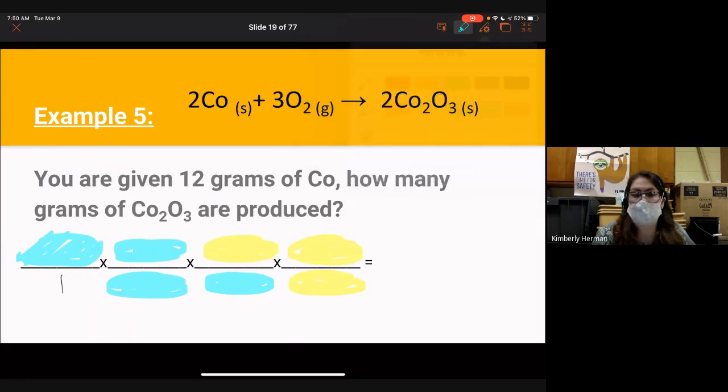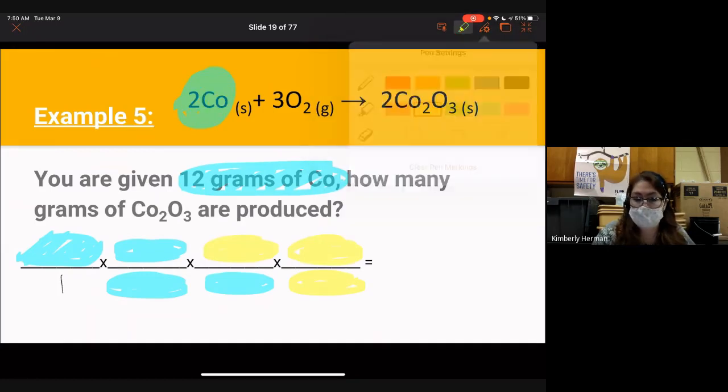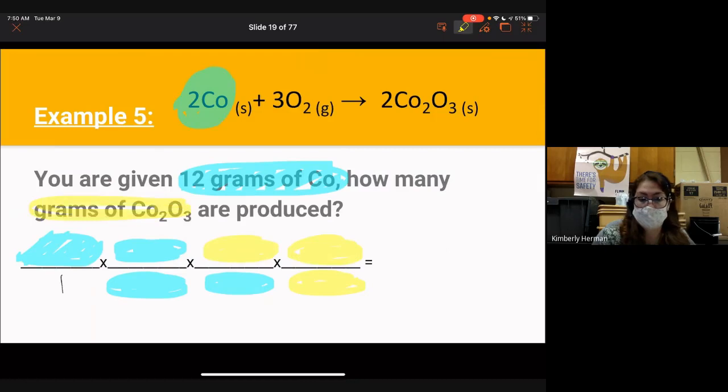Let's read our problem and identify what our A's and B's are. So you are given 12 grams of cobalt, Co. How many grams of Co2O3 are produced? So remember, our given A is going to be the number in the problem. We're going to find it up in our conversion, highlight that too. And then our unknown is how many grams of Co2O3 there is.